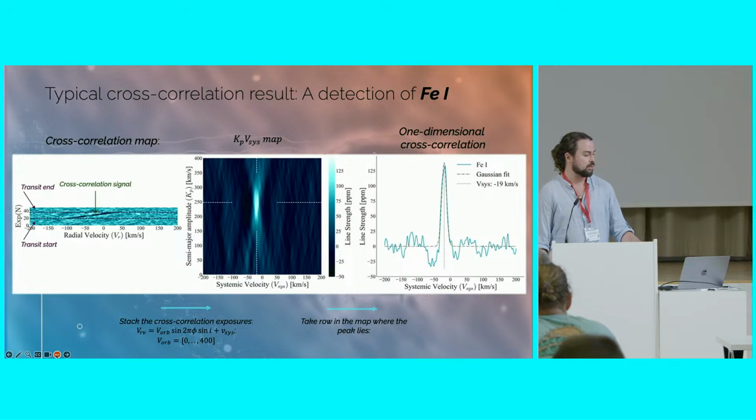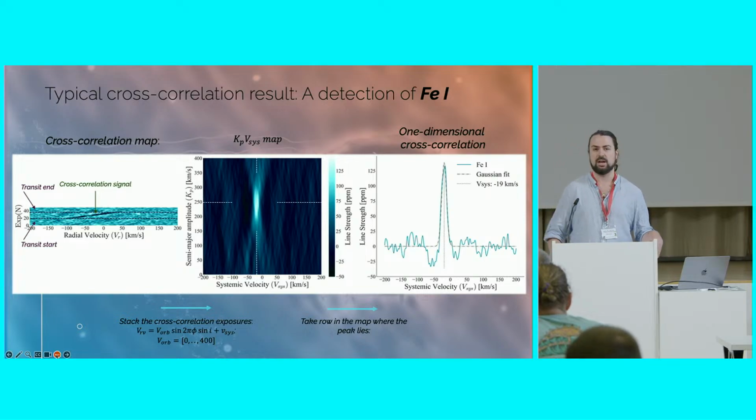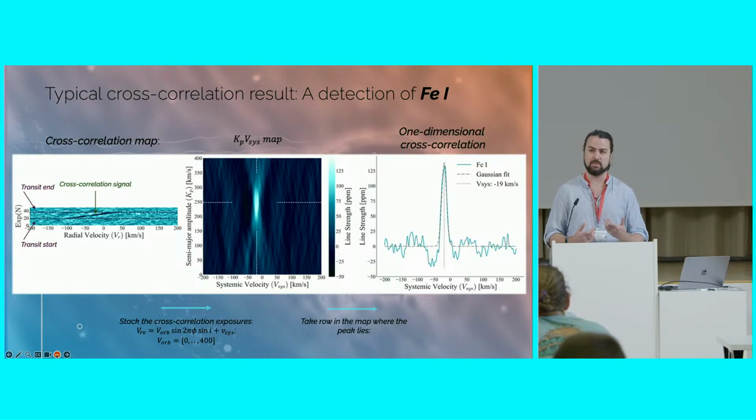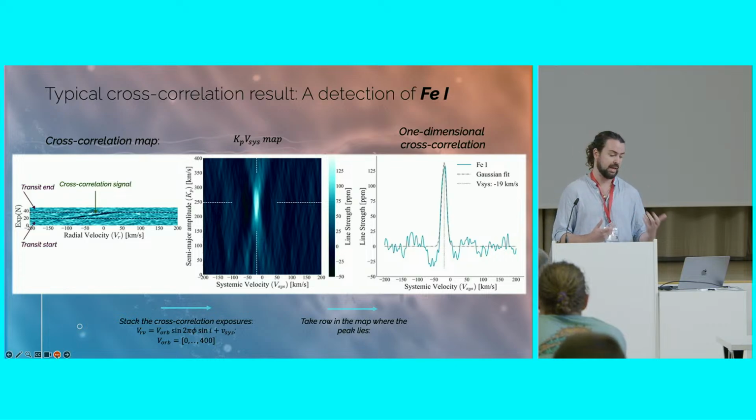So before I get into my results and my method, I want to briefly cover the cross-correlation method that we've been seeing a lot this week. So often you'll see this cross-correlation trace, which tracks the radial velocity of the planet. Then we transform that into a KP-V-Sys diagram, which allows us to show that a detection has occurred at the planetary velocity, the KP, and the systemic velocity, V-Sys.